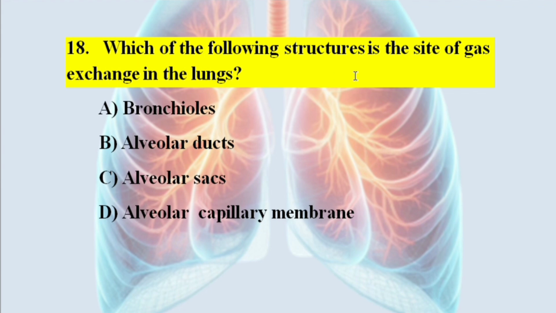Which of the following structures is the site of gas exchange in the lungs? Alpha, bronchioles, beta, alveolar ducts, Charlie, alveolar sacs, delta, alveolar capillary membrane. Yes, delta is the most suitable answer.